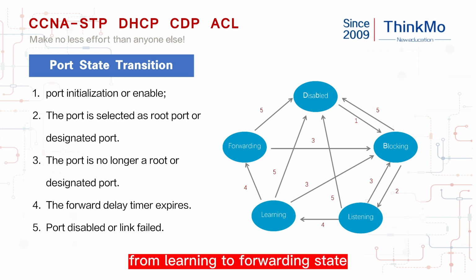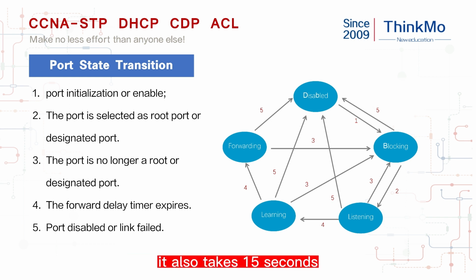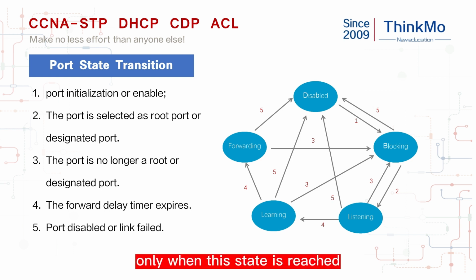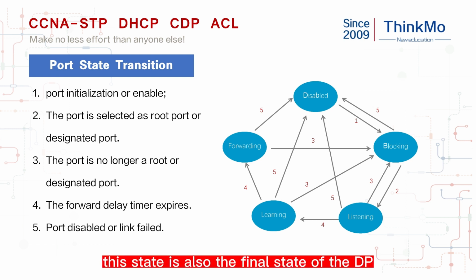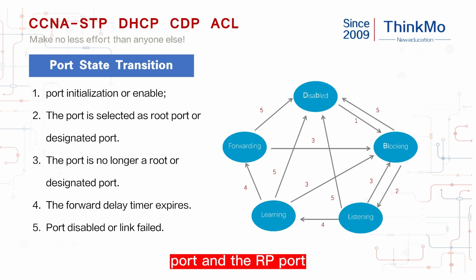From learning to forwarding state also takes 15 seconds. Only when this state is reached can the user traffic be forwarded normally. This state is also the final state of the DP port and the RP port. So like the picture I just drew for you, originally a left port is blocking.